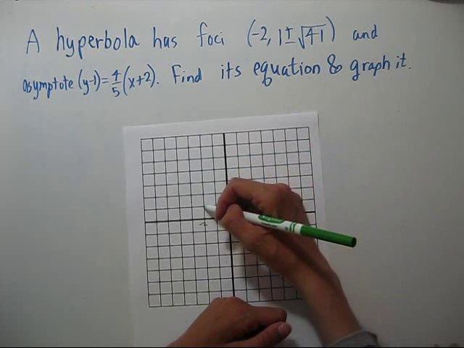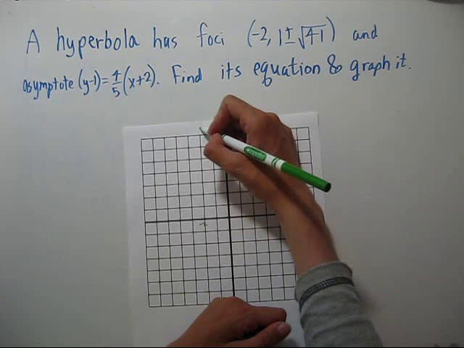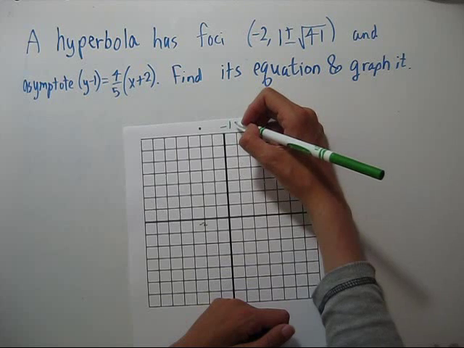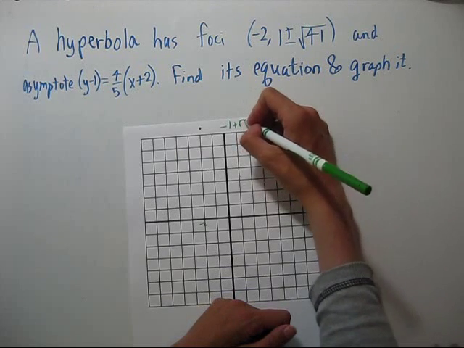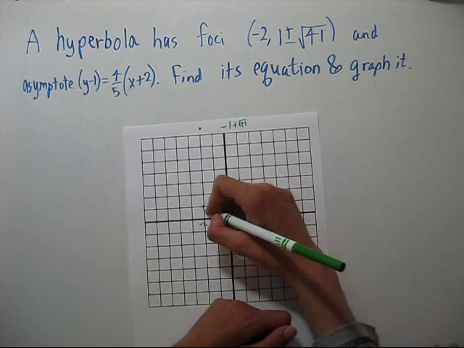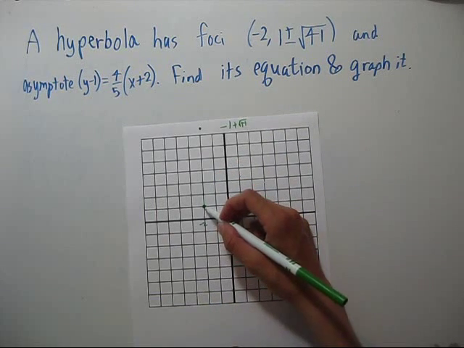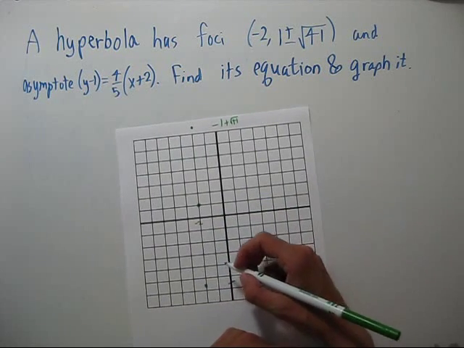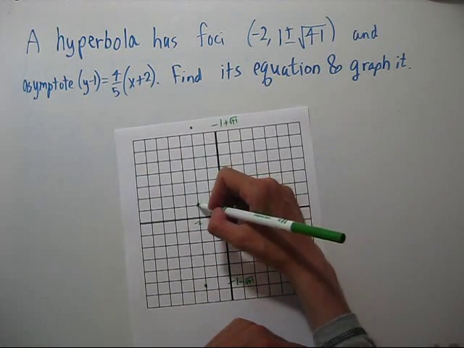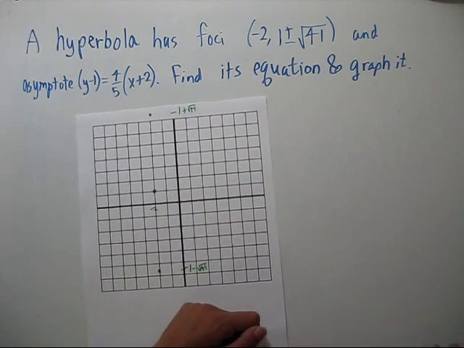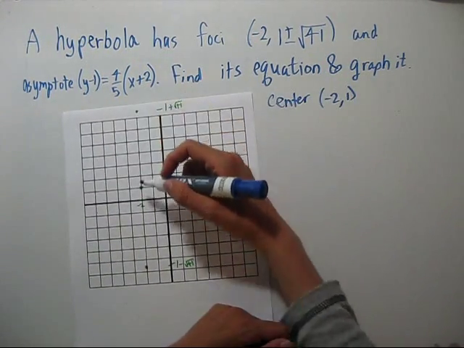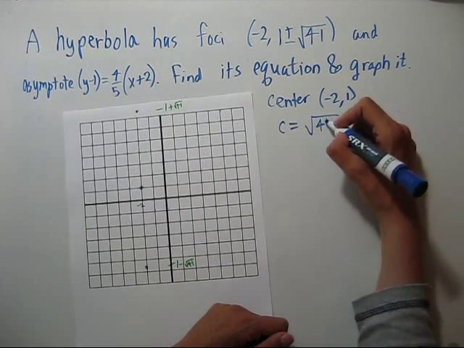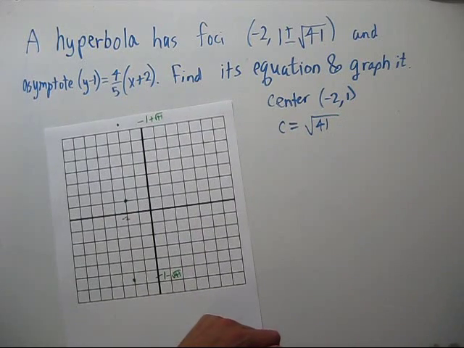So we have 1 plus a number that's a little more than 6, a little less than 7, and we'll have 1 minus that. It's about here. Halfway between those is negative 2, 1. That tells us our center. And the distance from the center to the foci is c, so we have that c is the square root of 41. Now let's graph the asymptote.